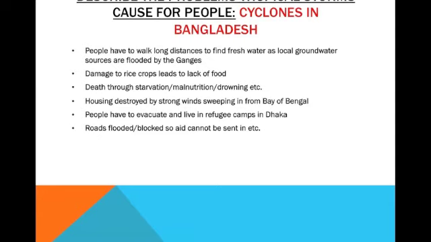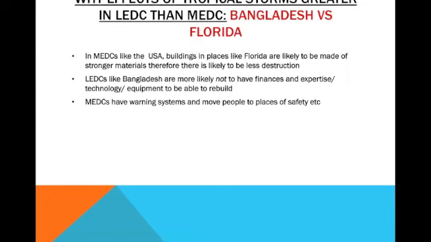Also, their rice crops will be damaged, so this will lead to lack of food, and then there'll be death because of either starvation, malnutrition, drowning, etc. Houses will be destroyed by strong winds that sweep in from the Bay of Bengal. People also have to evacuate and live in refugee camps in places like Dhaka, which is the capital. And then also many roads will be flooded or blocked, so it's very difficult for aid to come in.